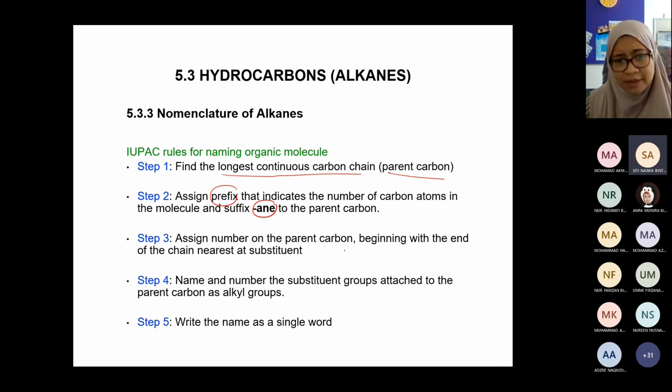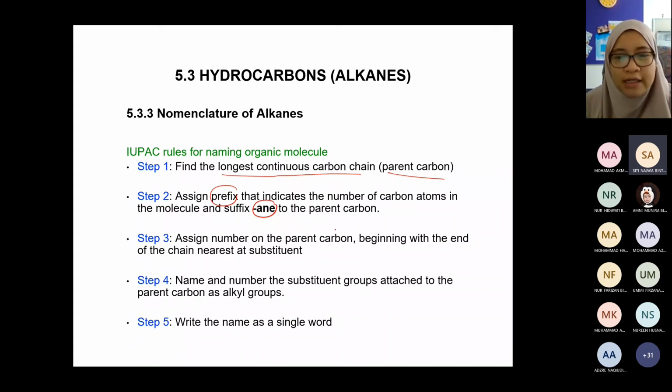Okay, step number 3. Assign number on the parent carbon. You are going to assign number because you nak come up with the naming kan. You nak identify substituent is located at carbon number berapa. At carbon number 3 we have methyl group, that substituent. So you kena assign number, beginning with the end of the chain nearest to the substituents. Of course kita akan ada 2 ends. So kita nak start daripada kanan ke kiri ke, atas ke bawah ke, macam mana? Kita akan based on the one that is nearest to the substituents.